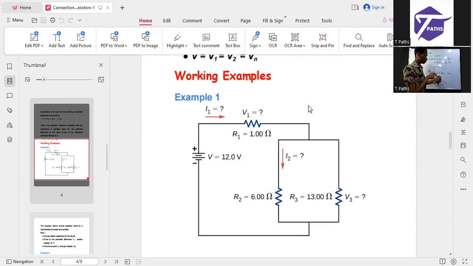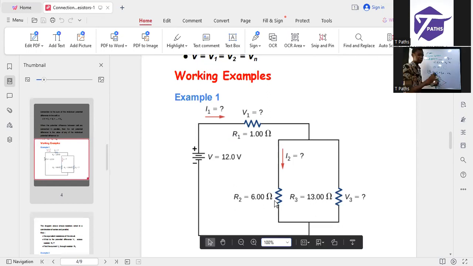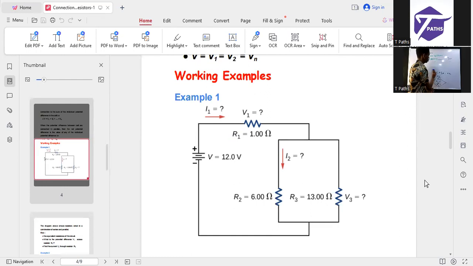I have the value of my resistor 1 as 1.00 ohms, and I also have resistor 2 as 6.0 ohms. So that diagram is just the diagram of the circuit. As you can see, I have 3 resistors in that circuit.